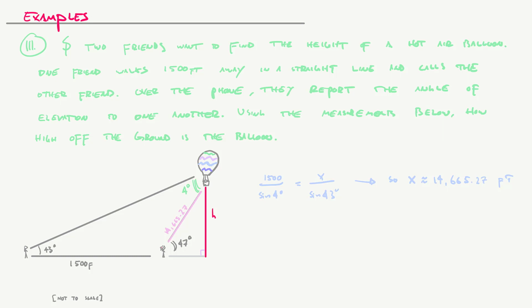So now we have a right triangle where we need to know the opposite side of the angle, and we already have the hypotenuse of that right triangle. So we can now set up a normal sine function. Sine of 47 degrees is equal to h over 14,665.27 feet. So, solving for h, multiplying both sides by 14,665.27 feet gives us 10,725 feet in the air, which is roughly 2 miles high-ish. 5,280 is a mile. So yeah, roughly 2 miles, I would say.